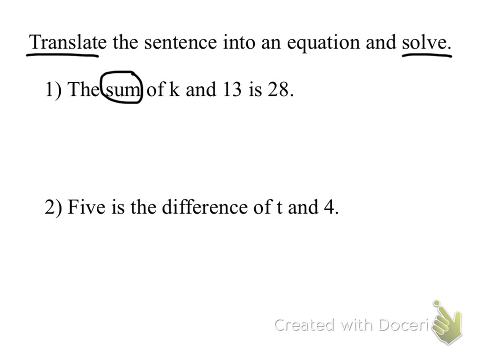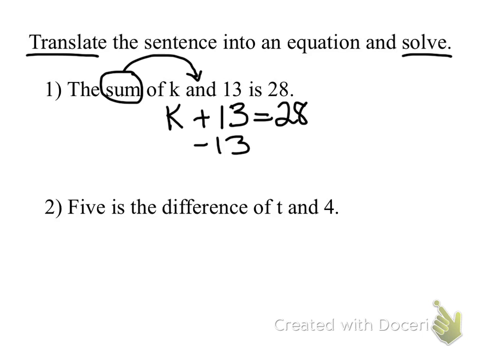When I see an operation, I send it to the and. What comes before it? A k. What comes and means plus. 13. Is means equals 28. Am I done? No. What do I need to do next? Subtract 13. Thank you. From both sides of the equation, I'm left with what? You're left with k equals 15. Good.